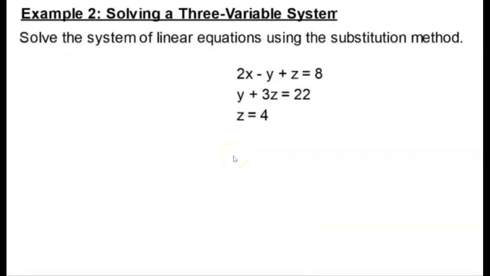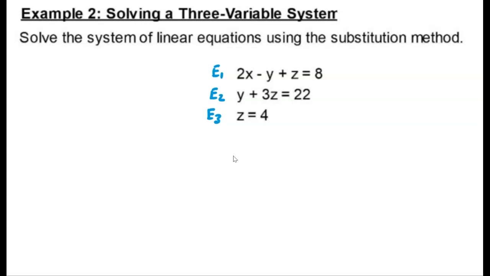Okay, the systems of equations that we are focusing on in Algebra 2 have three variables. So in this case, it gives us a system of equations, and it says use the substitution method to solve. So when it asks us to do this, I'm going to label these as equation 1, equation 2, and equation 3. Equation 3 is just z equals 4.